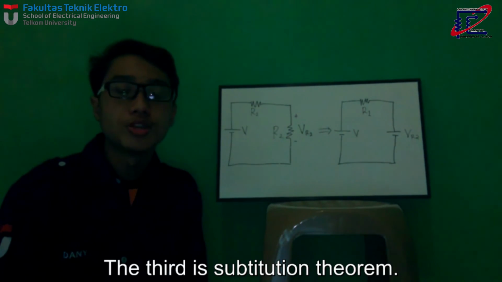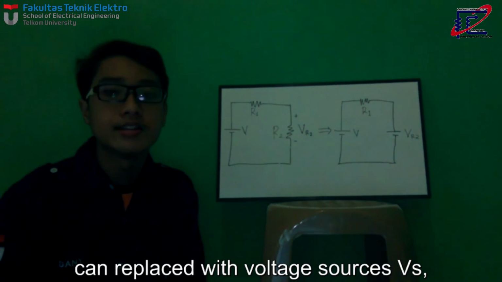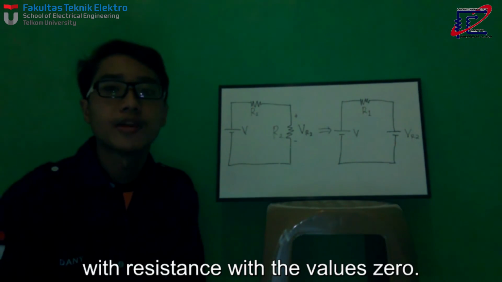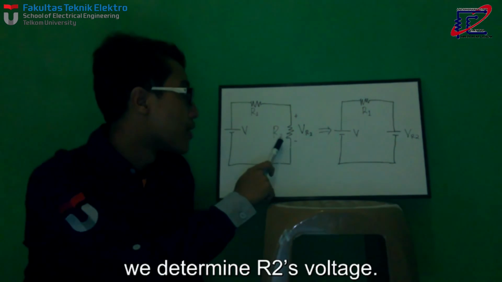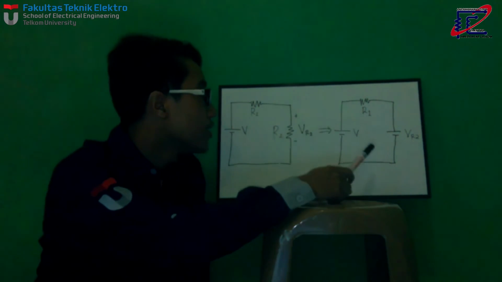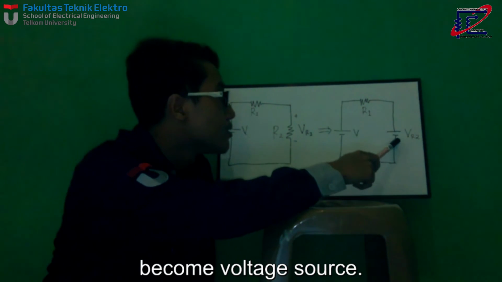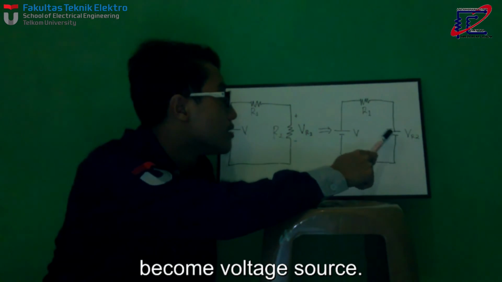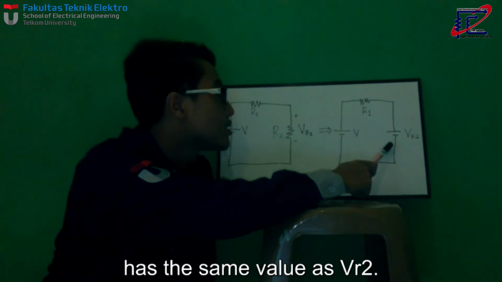The third is the substitution theorem. The substitution theorem states that a passive component passed by current I can be replaced with a voltage source Vs with resistance of value 0. For example, we determine the voltage of R2, and then we change the resistor into a voltage source. The voltage source has the same value as VR2.